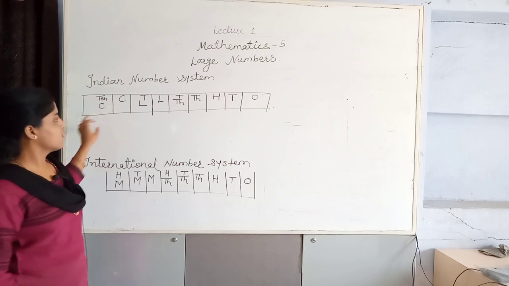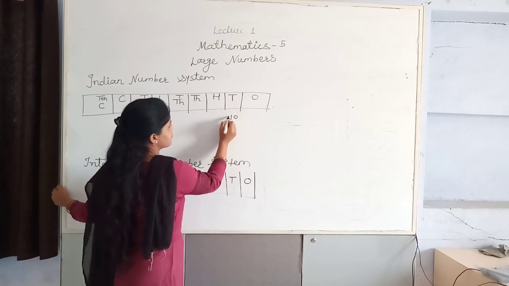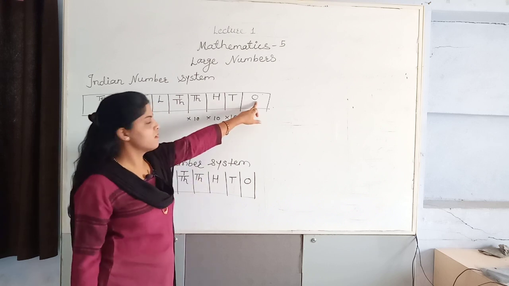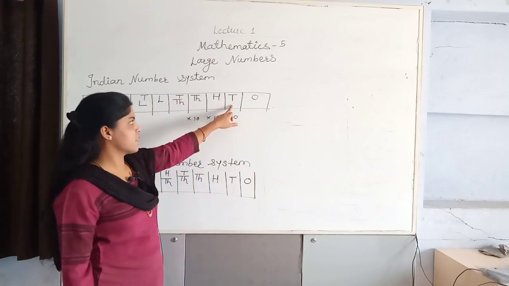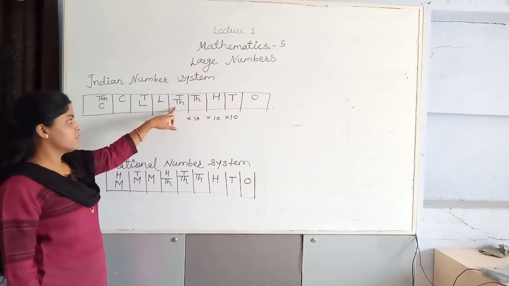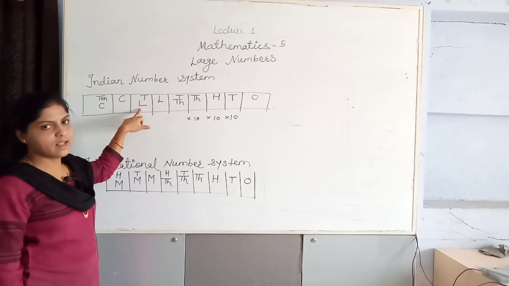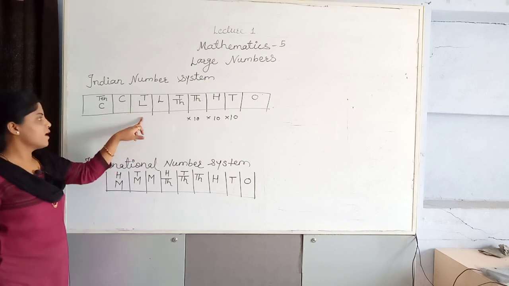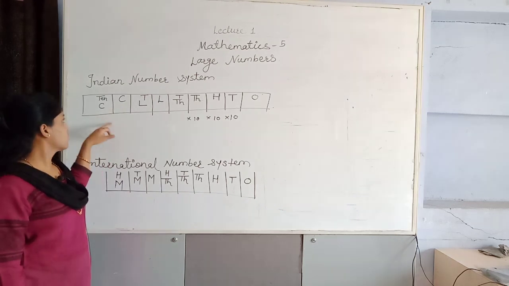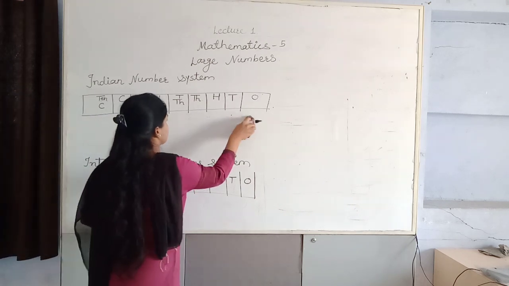Now let us see, every place value is 10 times greater than the previous one. That means if you multiply the ones place with 10, it comes 10. 10 into 10, 100. 100 into 10, 1000. 1000 into 10, 10,000. 10,000 into 10, lakh. And lakh into 10 is 10 lakh. When we multiply 10 lakh with 10, it becomes crore. And 10 into 1 crore is equal to 10 crore. In this way we can write the number.